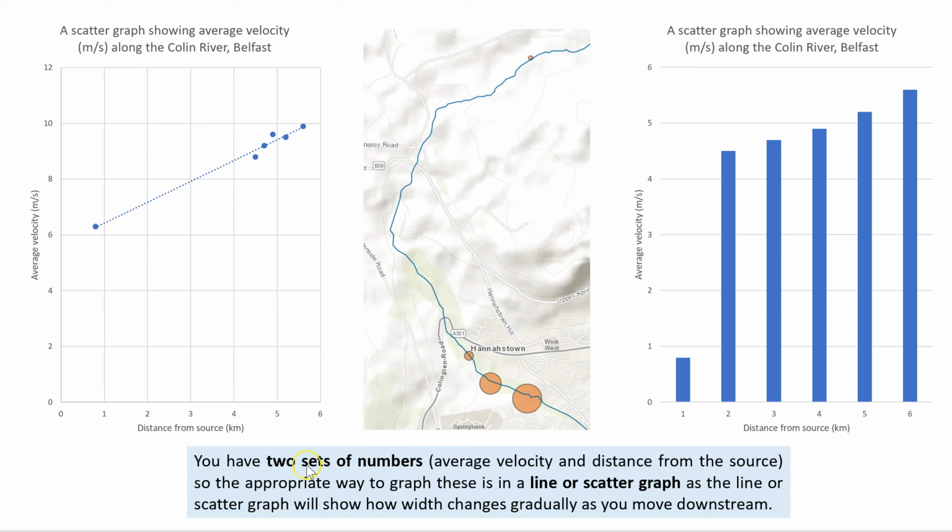So here's what you've got in your notes. Why is this the appropriate technique? Because you've got two sets of numbers. You have got average velocity. You've got distance from the source. So the appropriate way to show those is through, in this case, a scatter graph, or indeed a line graph, because this will show you how, sorry, I should check this before you commit these to video. Sorry, that should say average velocity. The scatter graph will show how average velocity changes gradually as you move downstream. That is the appropriate technique.